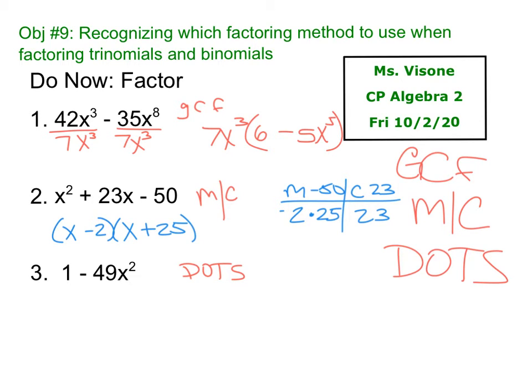And then last, that's a dots. So those are perfect squares and subtraction. So 1 plus, because 1 times 1 is 1. What times itself is 49x to the 2nd? 7x and 7x. And we are done.